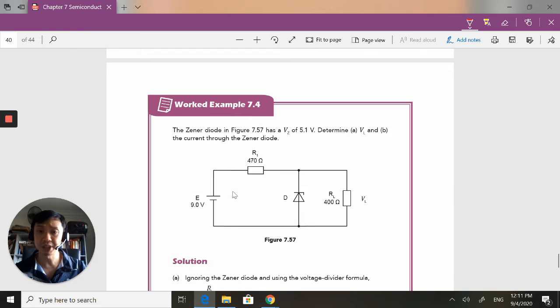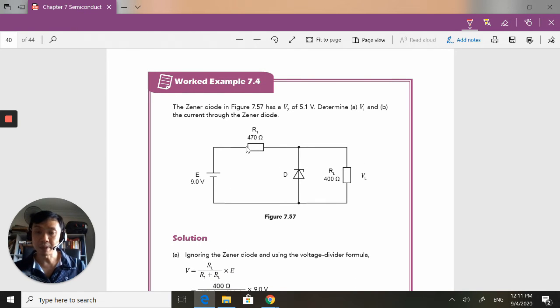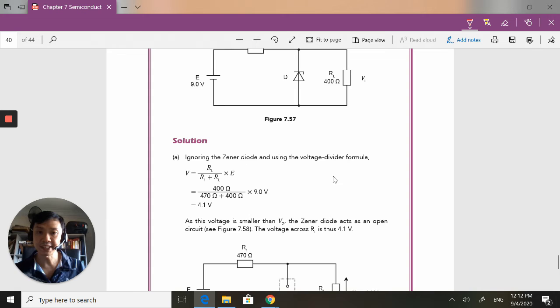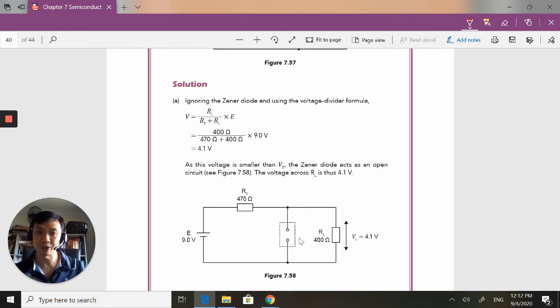So let's use some numbers to talk about this. This example has an EMF of 9 volts. I've got a resistor here. Remember, you always use it in tandem, in series with a resistor. So I've got my Zener diode, reverse bias, my resistor 470 and my load 400. The first step is we treat the Zener diode as an open circuit. Using your voltage divider, 400 over 470 plus 400 multiplied by 9, I get 4.1 volts.